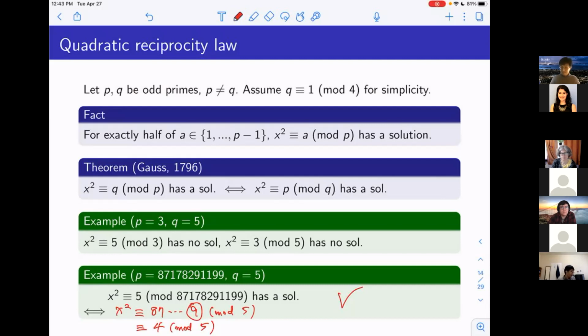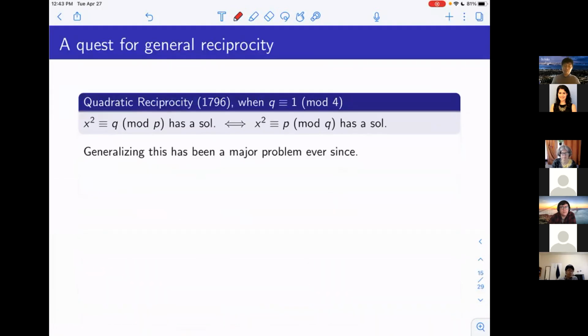Okay. So what did people think about afterward? It's certainly a cool statement. So people wanted a generalization, because any important or cool math fact can't be a coincidence, but there should be some bigger picture.